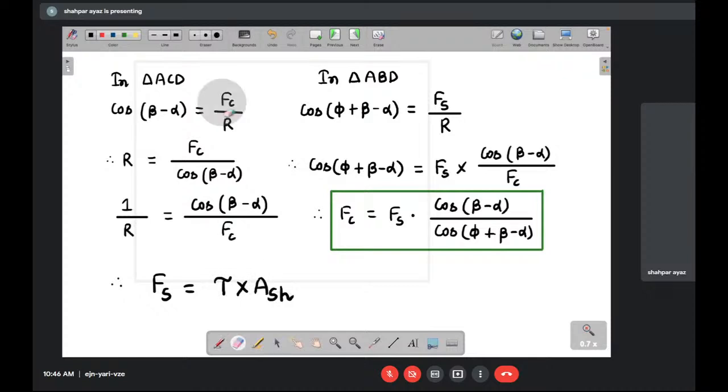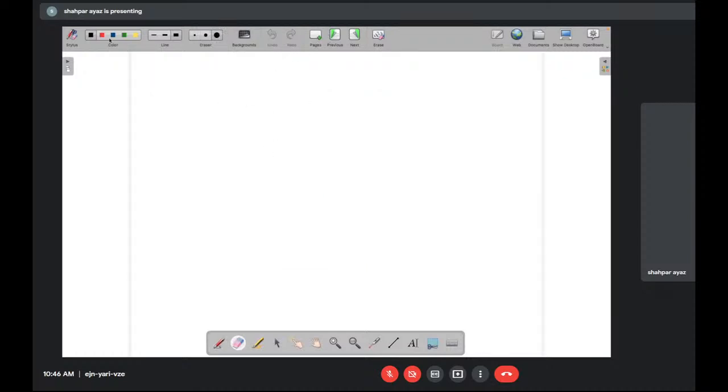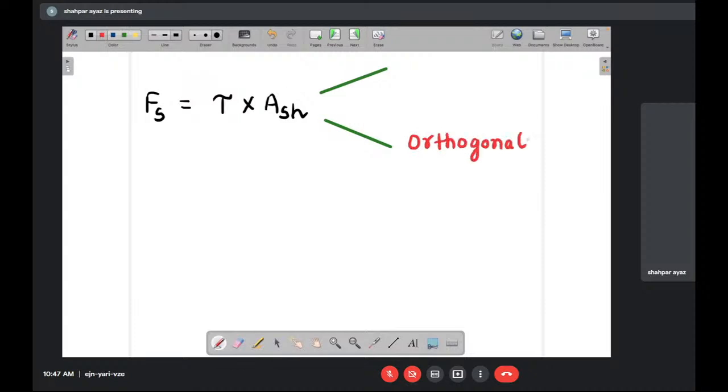This is the actual point I want to discuss here for your better understanding. Suppose you have to calculate the shear force. Shear force is your tau into shear area. I just want to discuss shear area in three different categories. First, shear area in orthogonal turning, remember that, as well as shear area in orthogonal cutting, when you do not know the machining operation.